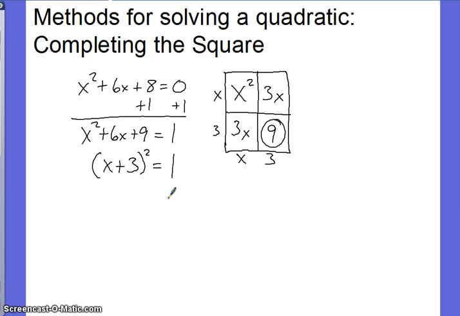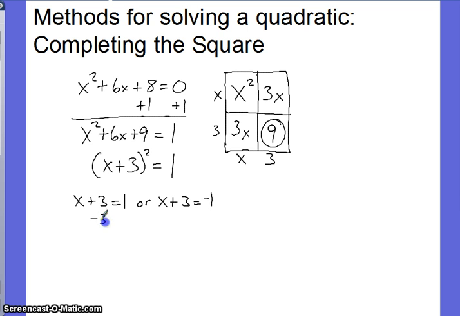And now I have some choices. One of the choices is to ask, what squared is 1? Well, that's easily done in our head. We know that 1 squared is 1 and negative 1 squared is 1. But the other way you can do it is by undoing the square, taking the square root of both sides. In this instance, because it's easy, we will go the easy route and do it in our head: x plus 3 has to equal 1, or x plus 3 is going to equal negative 1.